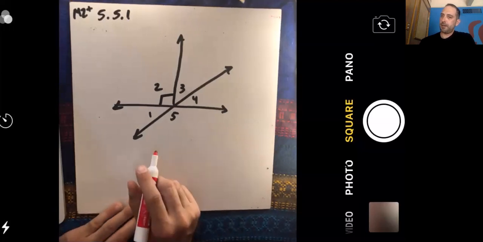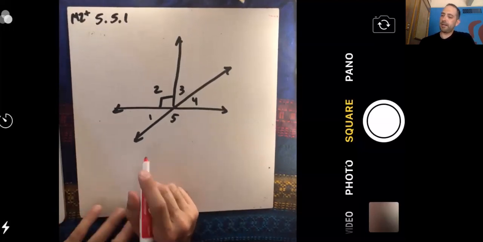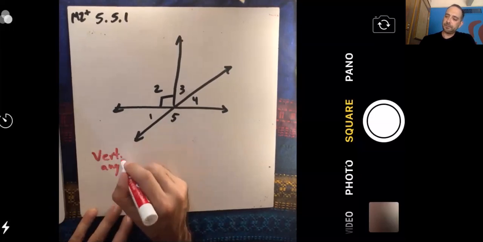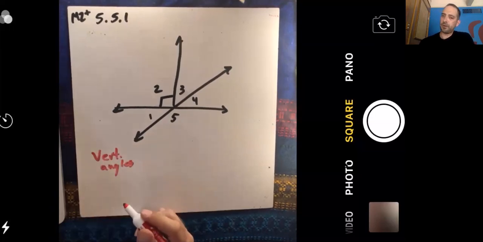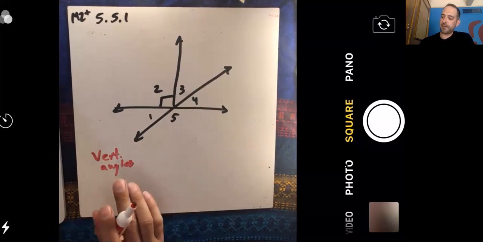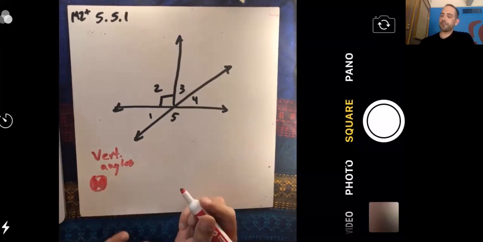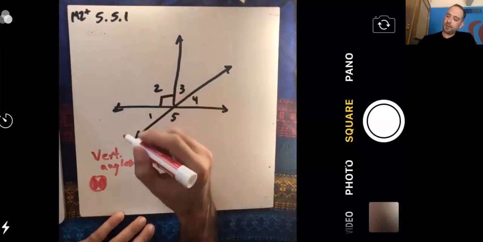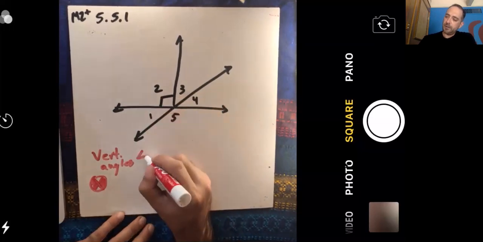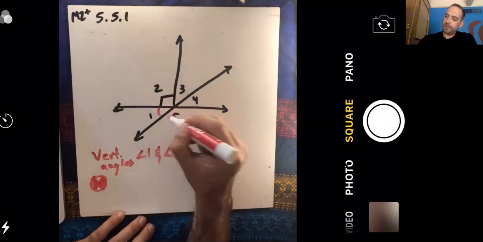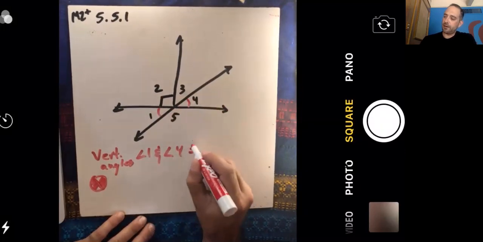Look at our diagram here, and I want you first to find the vertical angles. So what are our vertical angles? Well, let's look here. Remember, vertical angles are exactly opposite sides. Think of X-Men, right? These two angles are going to be the same. So our vertical angles are angle 1 and angle 4. These right here are vertical angles. We know that they are congruent.